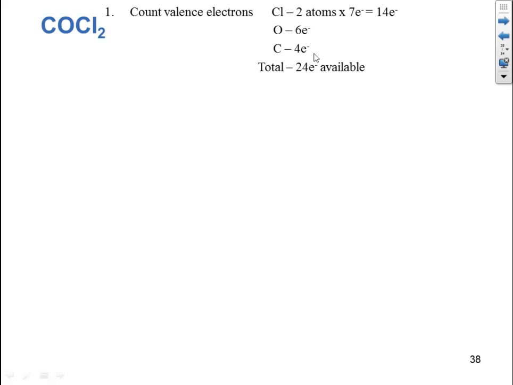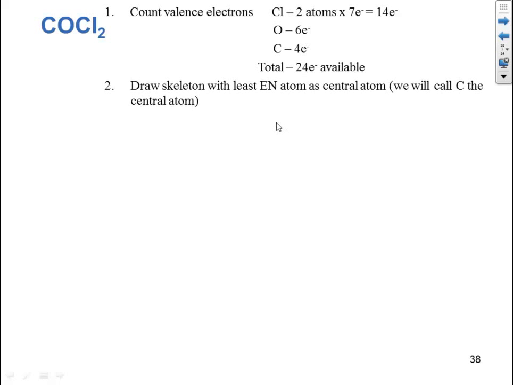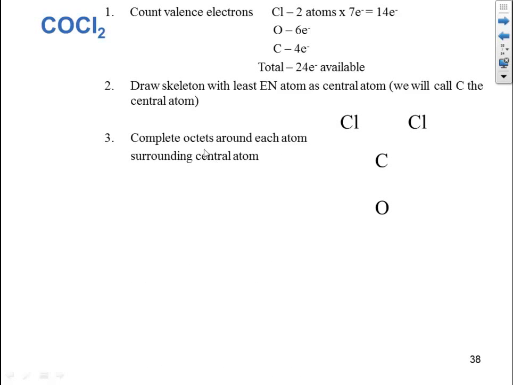Count our valence electrons. I got 2 chlorines at 7, that's 14. Oxygen's in group 6, that's 6. Carbon's group 4, that's 4. That's a total of 24 electrons. Draw my least electronegative atom in the center, which would be carbon. Put my other 3 around it. Complete octets. I'm going to put 8 around each one of these chlorines and around this oxygen.